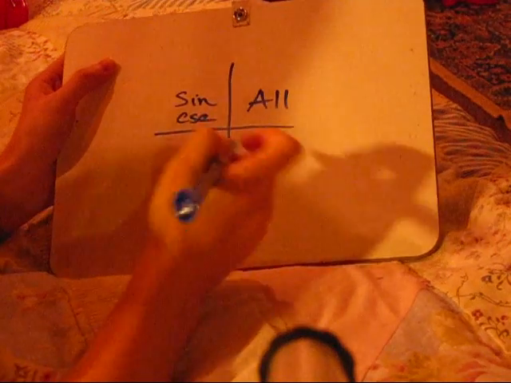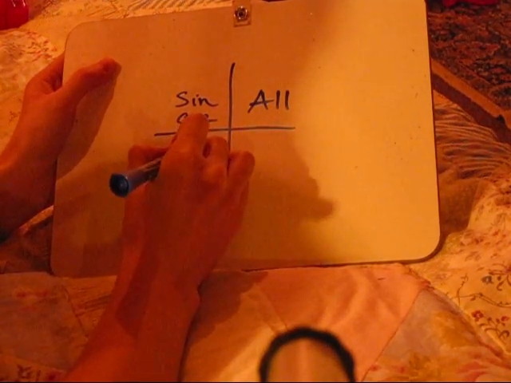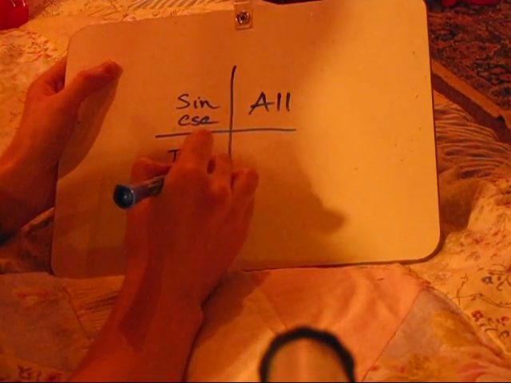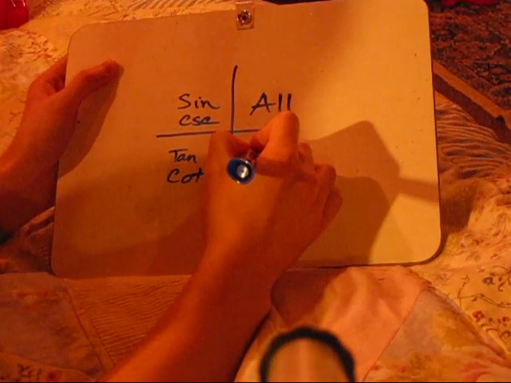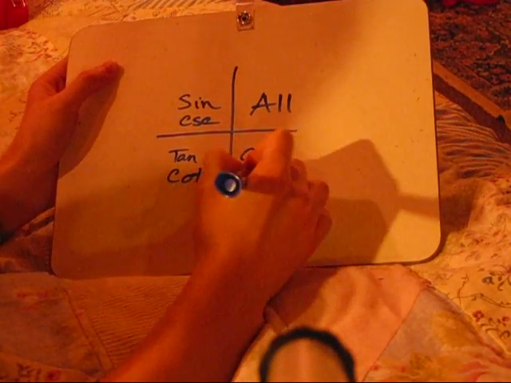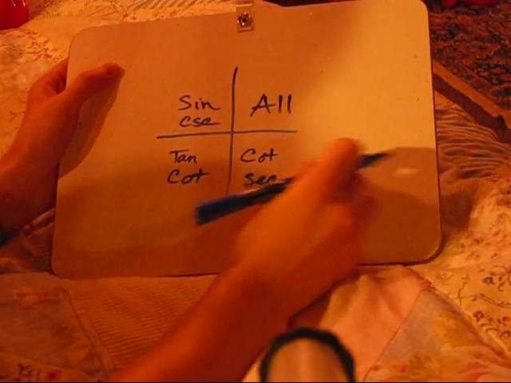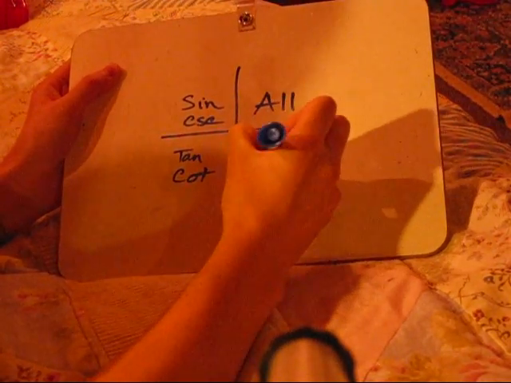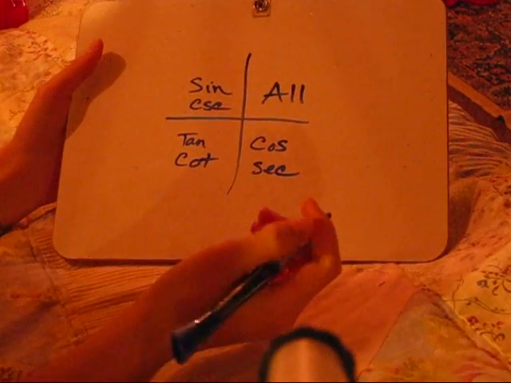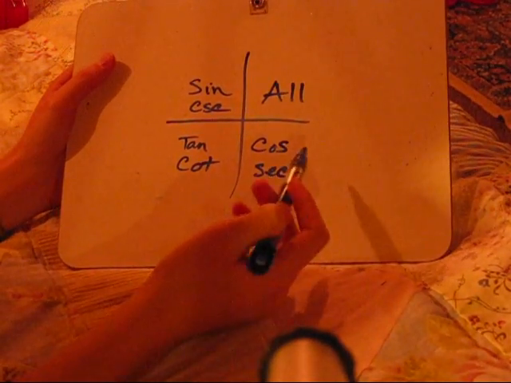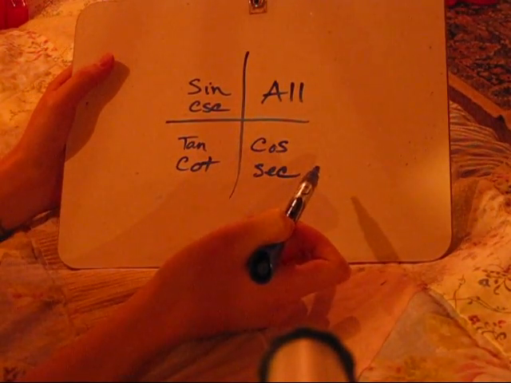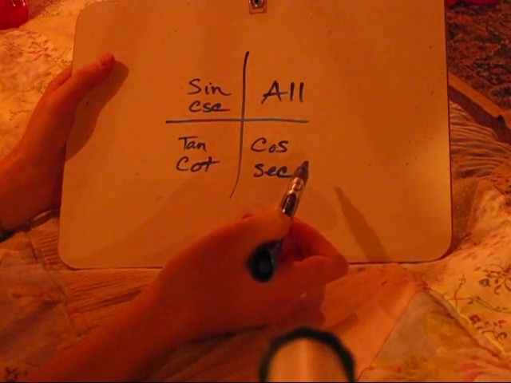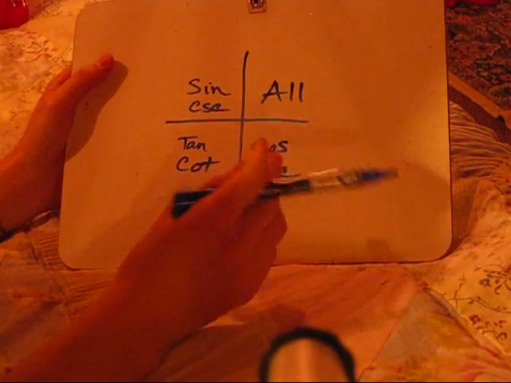Sine is positive in the second one. Tangent and cotangent. Alright, that should be cosecant. Okay, so there you go. If you don't know these by memory, you should know them because it will save you a lot of time. Trust me.